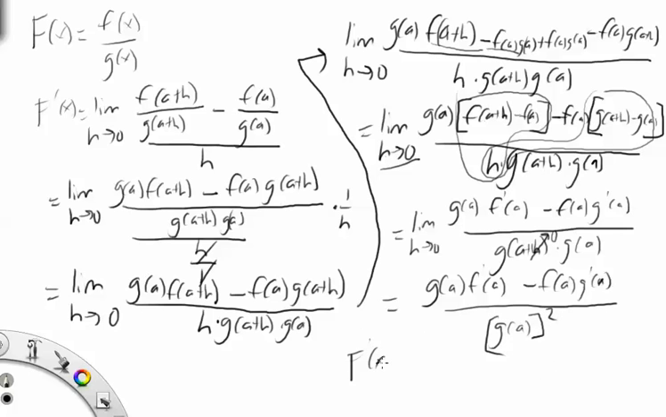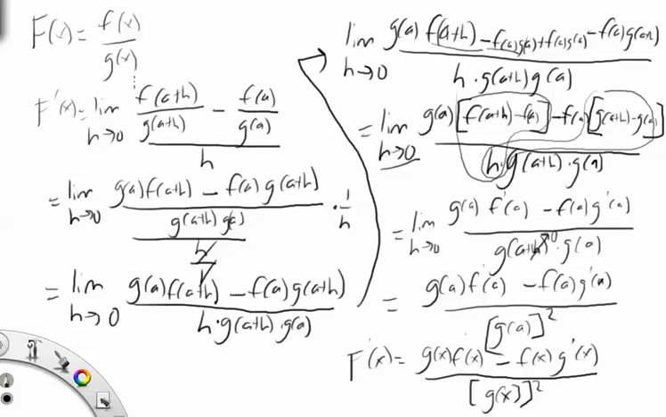So if I want f prime of x, I'm going to get g of x f prime of x minus f of x g prime of x, all over g of x squared. The derivative of f over g is: square the denominator. Leave the denominator alone, derivative of the numerator, minus leave the numerator alone, derivative of the denominator. And there is your quotient rule.